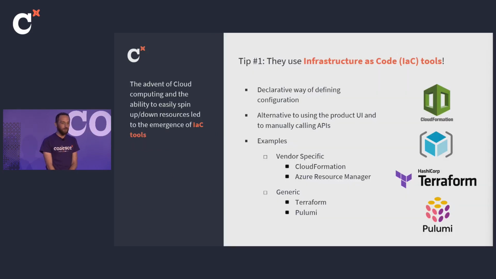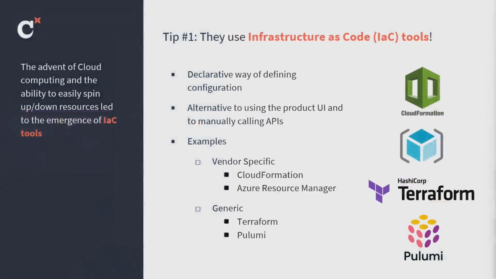So tip number 1 is software engineers, they use infrastructure as code, or IAC tools. Those tools are a way to define the configuration you want in your cloud application without having to interact directly with the application. So it's an alternative to clicking on the UI and so on, and just writing down what config you want to see in your target application, and having some tools doing it for you.